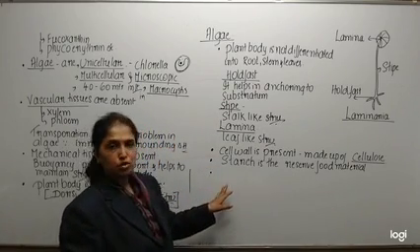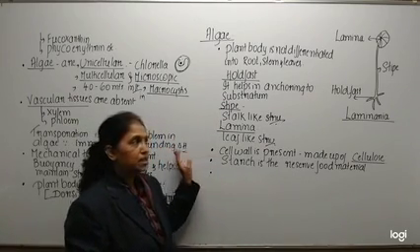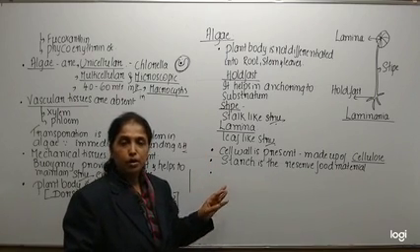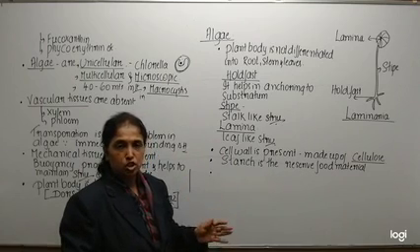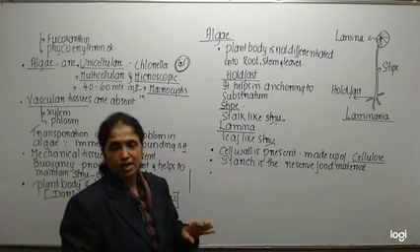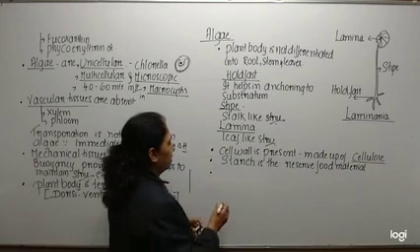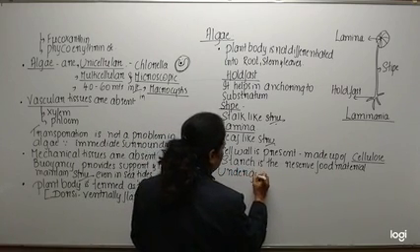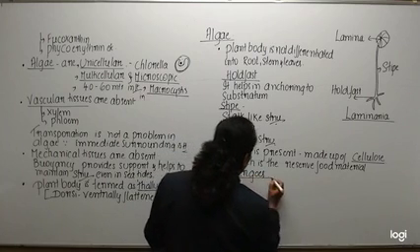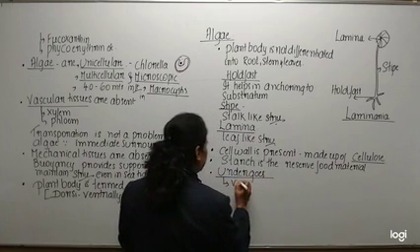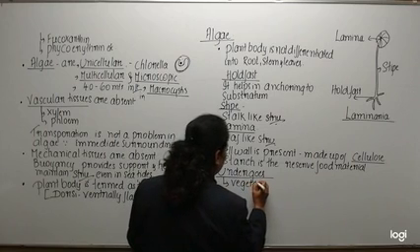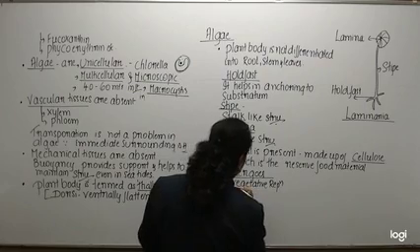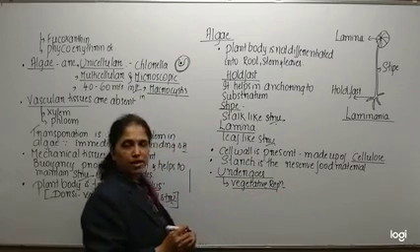Now, when it comes to reproduction, algae are able to undergo vegetative, asexual and sexual, all three types of reproduction. So algae undergo vegetative reproduction. A common type of vegetative reproduction is fragmentation.